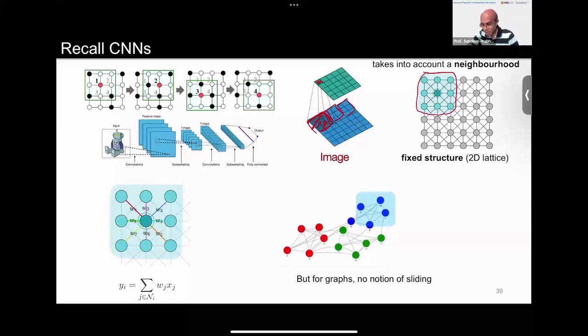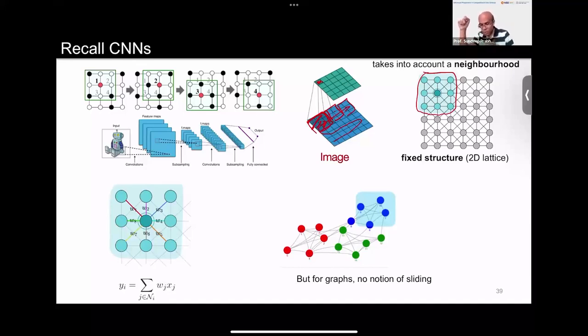Here I can have a canonical ordering to go from one direction to the other and visit the entire image. But in graphs there is no notion of sliding. There's no notion of spatial distance. For images, I can indeed use a regular scale to measure how big an image is, in centimeters if not in pixels. But in graphs, there is no notion of a Euclidean distance, which basically defeats the purpose of doing the sliding.